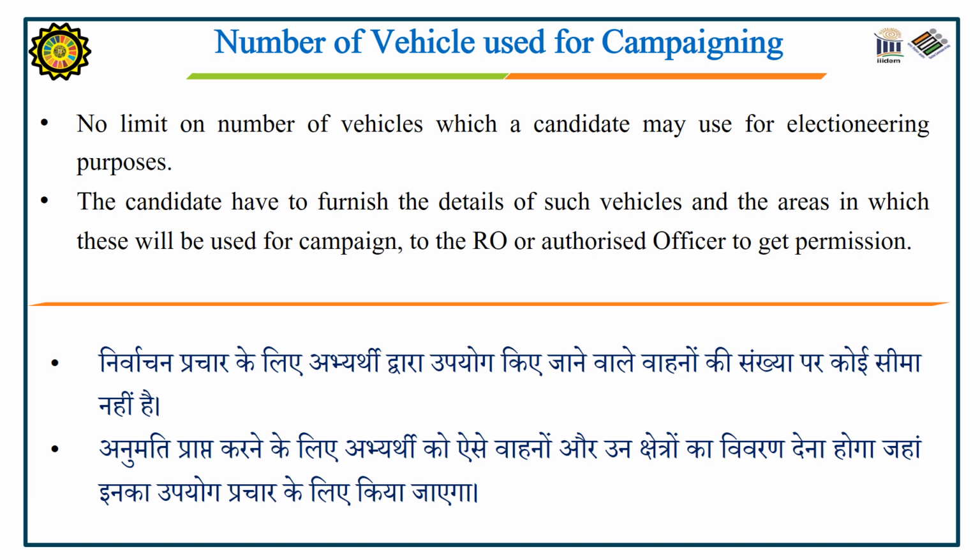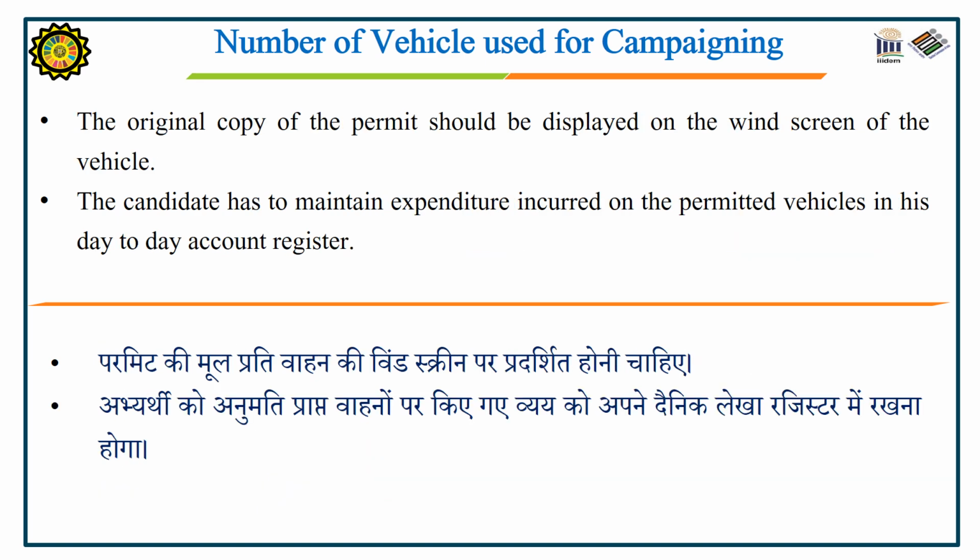Number of vehicles used for the campaign. There is no limit on the number of vehicles which a candidate may use for electioneering purposes. The candidate has to furnish the details of such vehicles and the areas in which these will be used to the returning officer or the authorized officer to get the permission. The original copy of the permit should be displayed on the windscreen of the vehicle. The candidate has to maintain expenditure incurred on the permitted vehicle in their day-to-day account register.